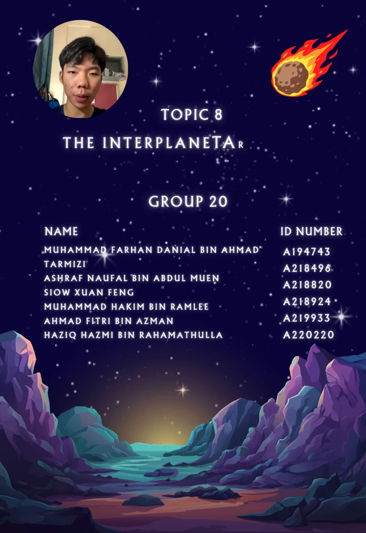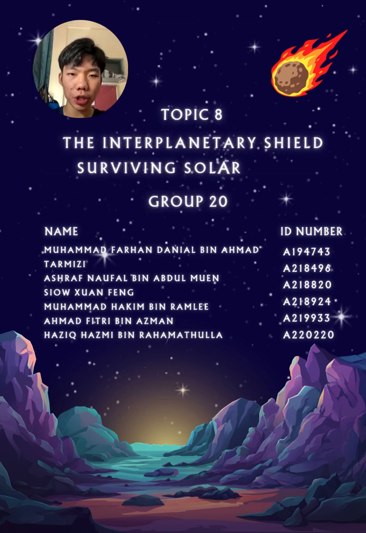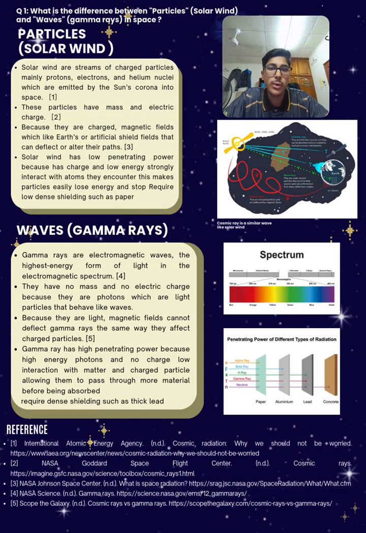Hi guys, this is our project title, which is the Interplanetary Shield: Surviving Solar Flares, and we are from Group 20. The first question is, what are the differences between particles, solar wind, and wave gamma rays?